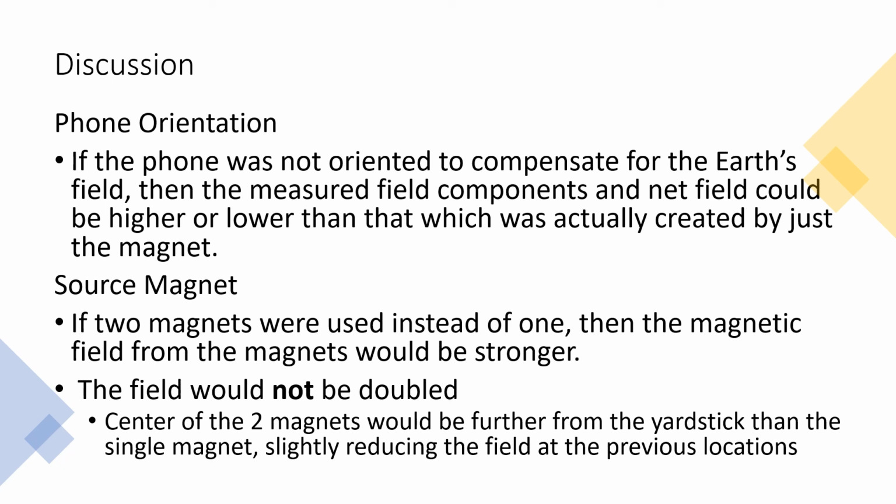If 2 magnets were used as the source magnet instead of 1, the magnetic field from the magnets would be stronger. The field, however, would not be doubled because the center of the 2 magnets would be further from the yardstick than a single magnet, because it's double the length. So the field would be slightly less than double at the previous locations.